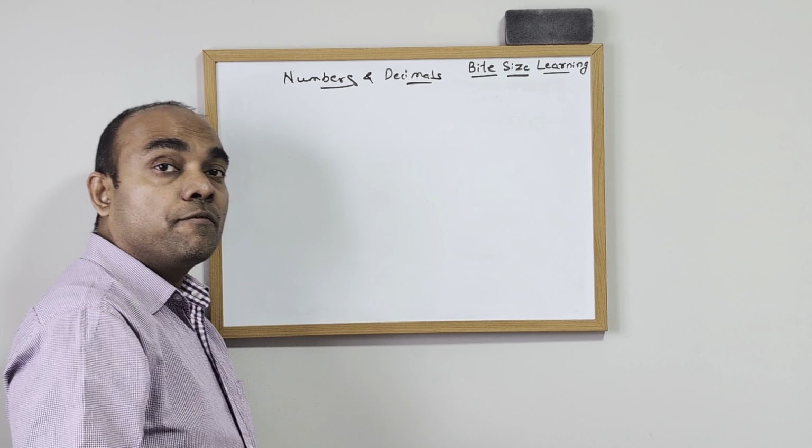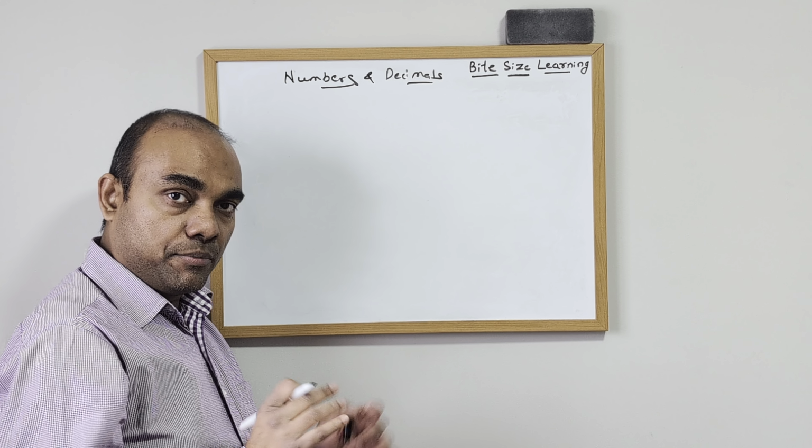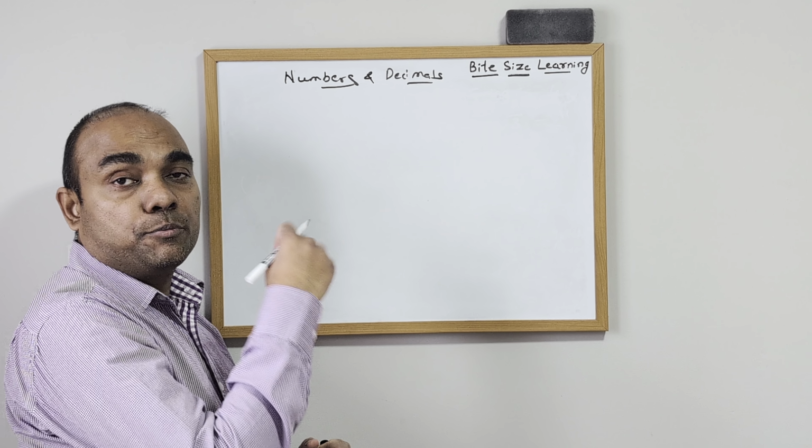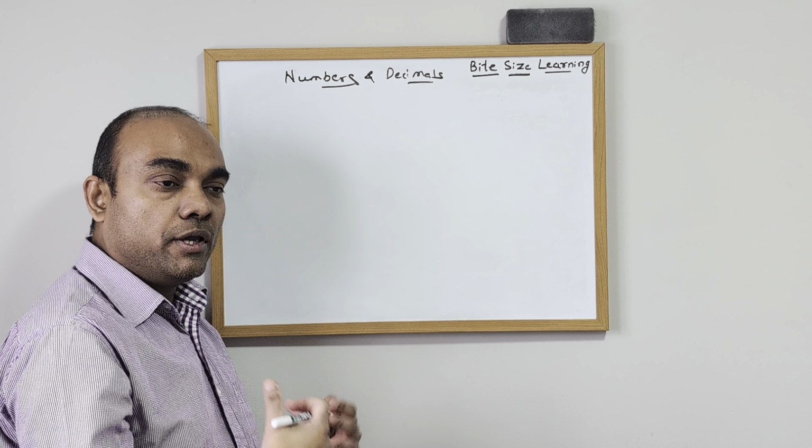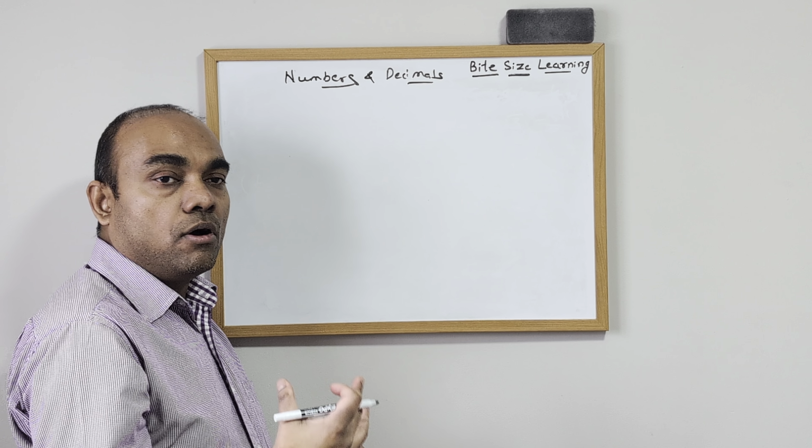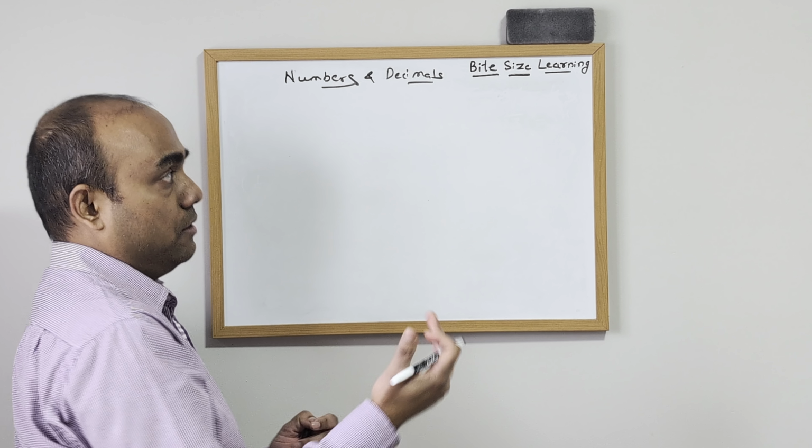So in the previous lecture we have talked about numbers and the type of numbers. We have spoken about decimals. Now we will understand how we count and say the place value of a digit.